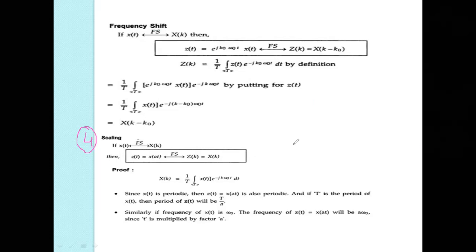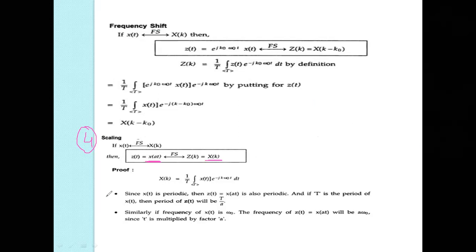But in the Fourier series property, the scaling: if x of t has the Fourier series x of k, then take z of t equal to x of at. We already heard about this in the basic operations of signals. Apply the Fourier series for this signal z of t to get x of k by using the exponential Fourier series equation only.